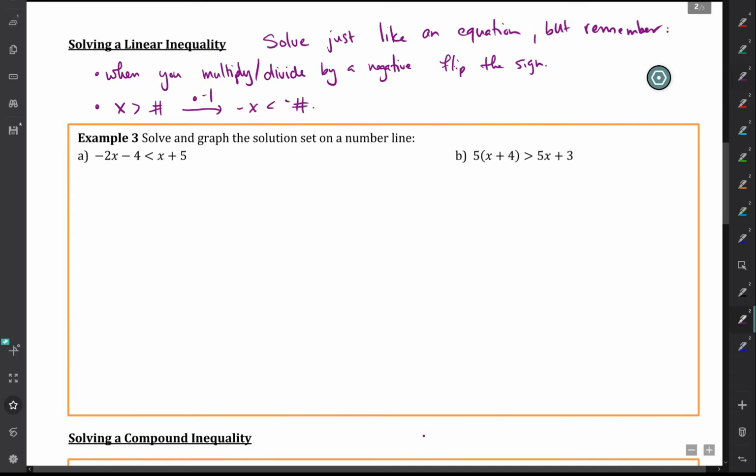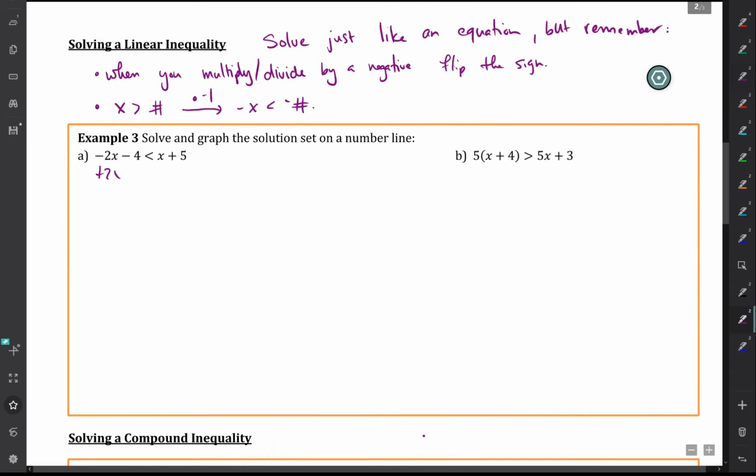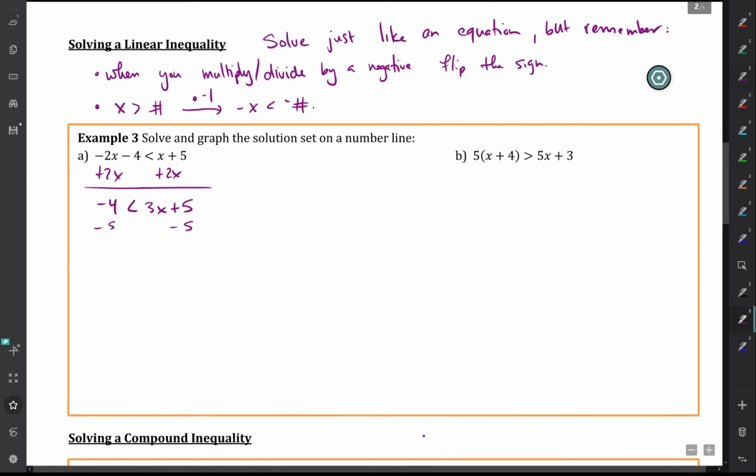Okay, so let's take a look at an example. We're asked to solve -2x minus 4 is less than x plus 5. So here we're going to add 2x to both sides, and we get -4 is less than 3x plus 5. And now we're going to subtract 5 from both sides. We get -9 is less than 3x, and then we'll divide both sides by 3. So we got -3 is less than x.